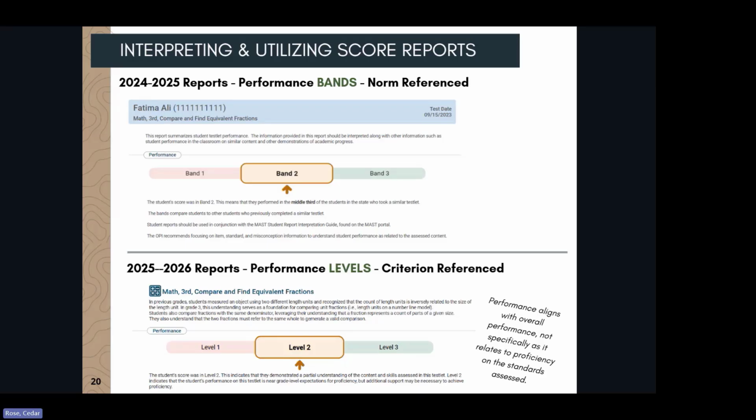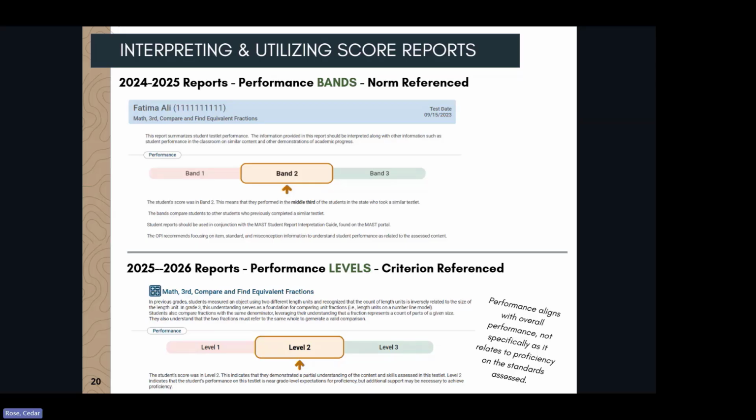As we go into the 25-26 school year, we are really excited to be able to move from performance bands, which were norm referenced last year since we didn't have our proficiency levels set, to criterion referenced. Last year, since we didn't go through that standard setting process where we defined proficiency for each of our grades and subject areas, we were basing those bands off of how students performed on a similar testlet, so we were basing it off of pilot or expanded pilot the year before. Students in level 1 were performing comparatively to students who performed in the lowest third. Band 2 was in the middle third. Band 3 was in the highest third.